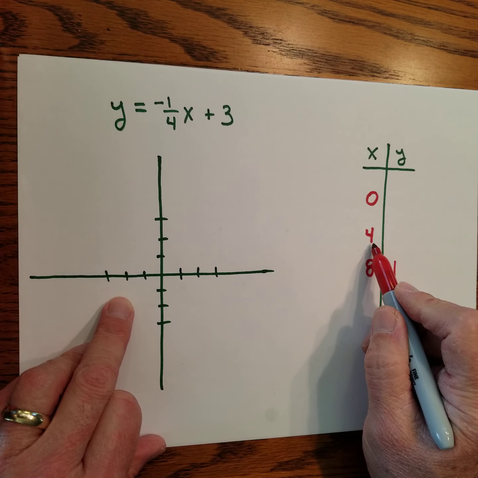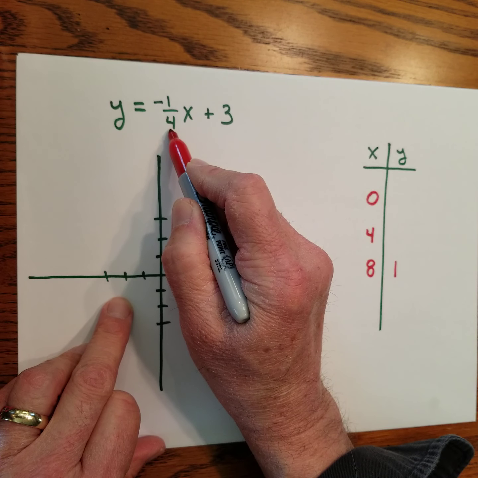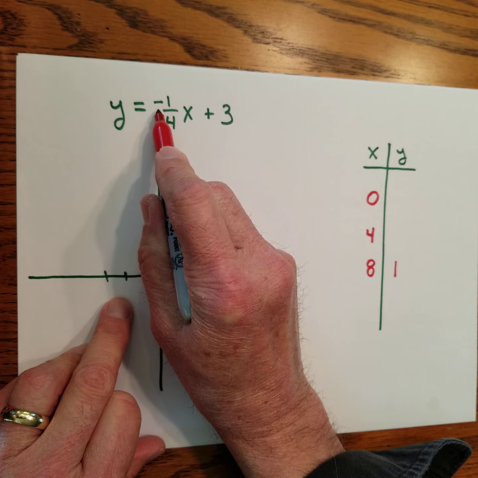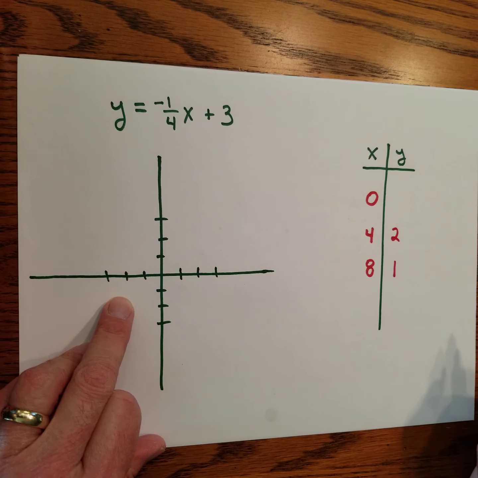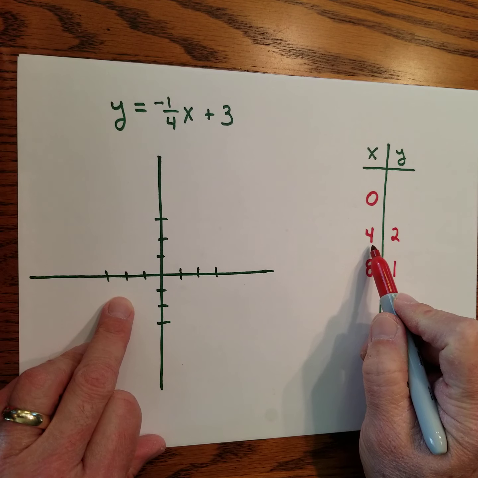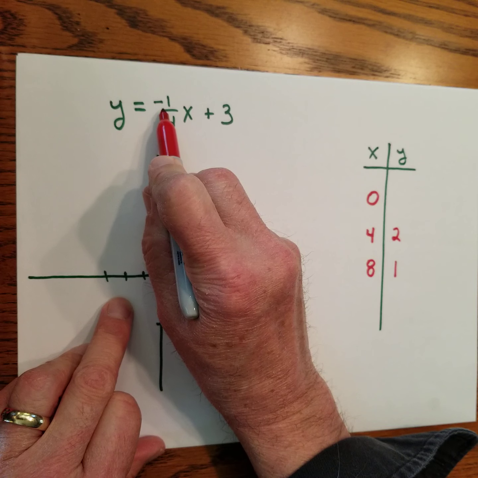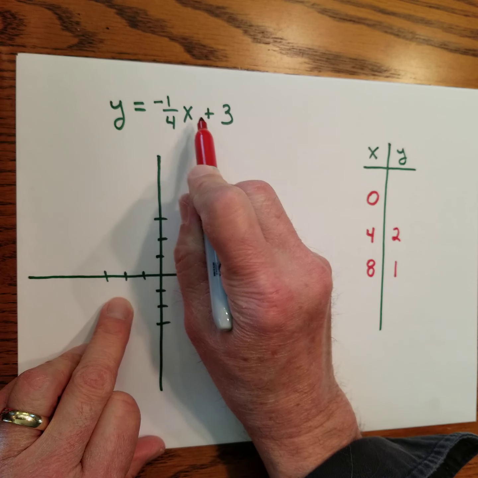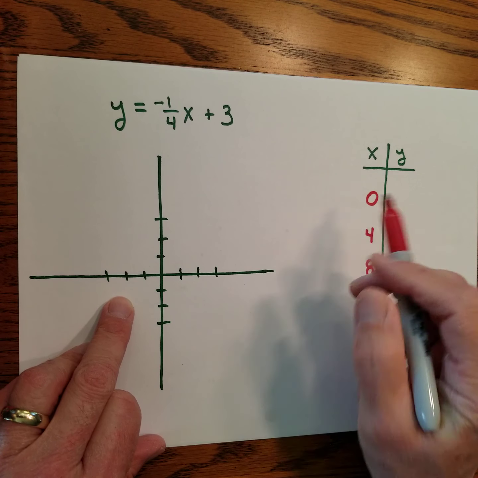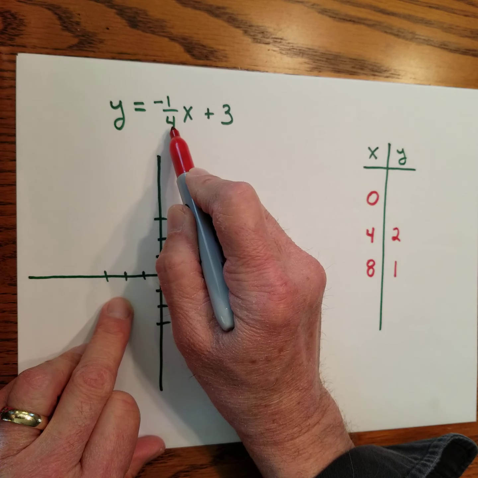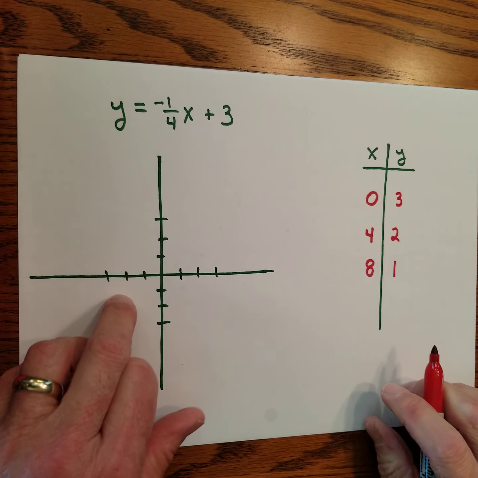Let's plug in the 4. When I plug in 4, 4 divided by 4 is 1. This makes it a -1, and -1 plus 3 is 2. Let's do that again. Plugged in 4. 4 divided by 4 is 1. 1 times -1 is -1. -1 plus 3 is 2. Plugging in the 0 is easy because 0 divided by anything is 0, and 0 plus 3 is just 3.